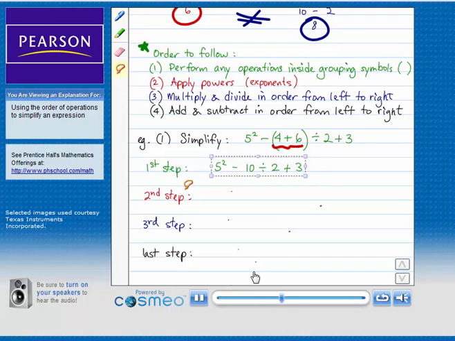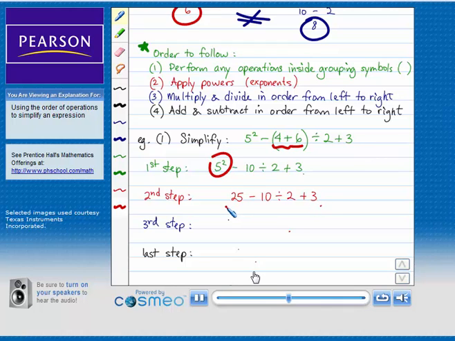Well, if I look above, it says to apply powers. So in this problem, there is one power, and that's right here, 5 to the second. So what I'm going to do then is apply that exponent. 5 to the second is 25. So 25 minus 10 divided by 2 plus 3.